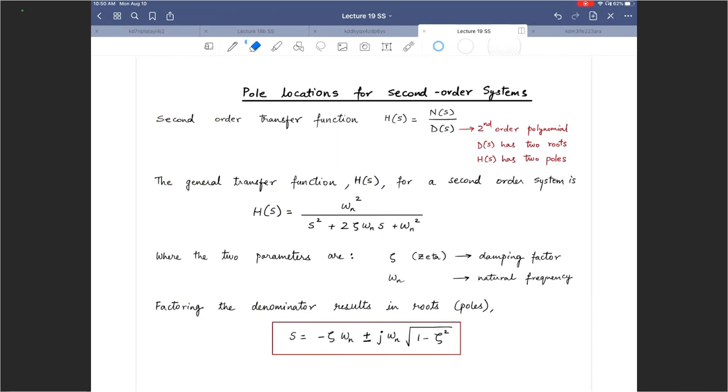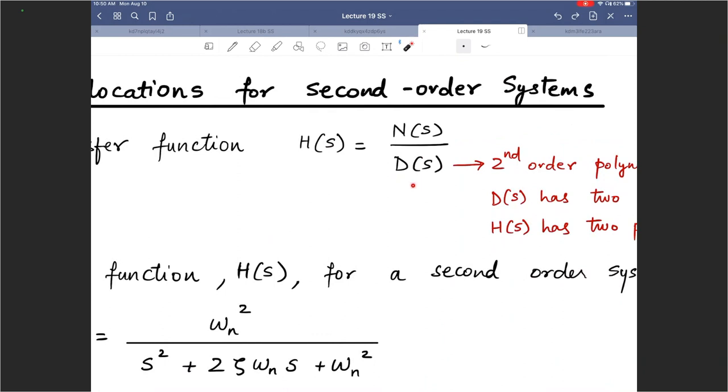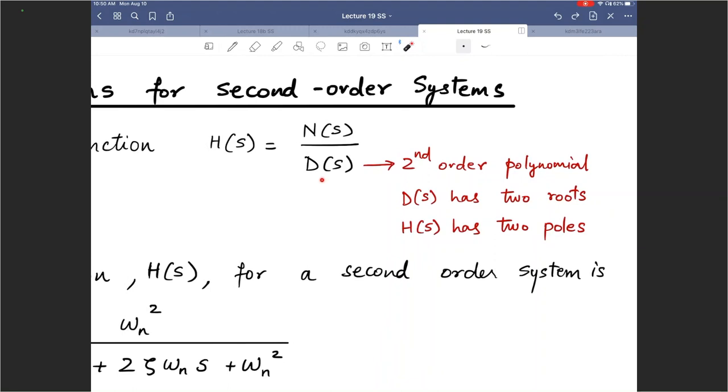The next thing that we are going to discuss is the pole locations for second order systems. We are going to try to observe the oscillations and stability behavior of second order systems in a lot of detail. That's coming up next. So we have a second order system, some system whose transfer function is H of s, and we have written H of s as some numerator polynomial N of s and some denominator polynomial D of s. And it is a second order system, which means that the highest power of s in the denominator is 2. So D of s is a second order polynomial.